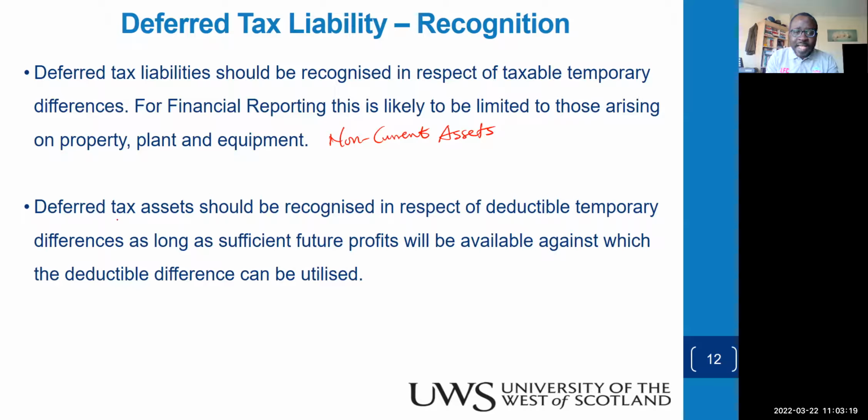Now, deferred tax assets, like I said, remember, it will not only be limited to the liabilities, we can get an asset component. It should be recognized in respect of deductible temporary differences, as long as we have sufficient future profits available to take care of these deductible differences. That's it for the recognition.